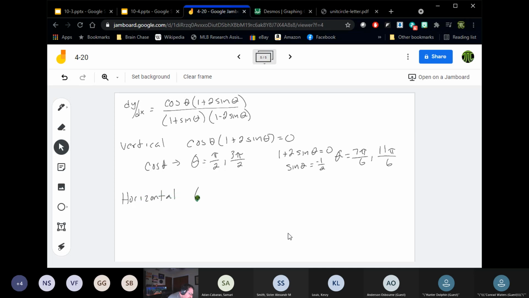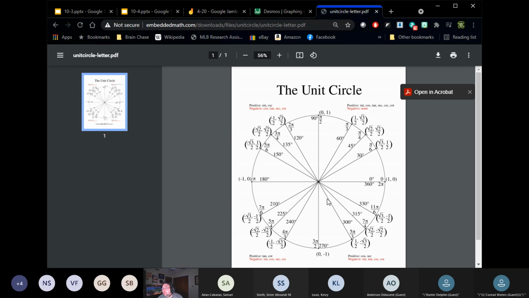Now in horizontal, we're looking at the bottom part equals 0. So if we're looking at the 1 plus sine theta, that's where sine theta equals -1. Again, we go back to the unit circle. We're looking for the y values equaling -1, and the only one that works for that is 3 pi over 2.